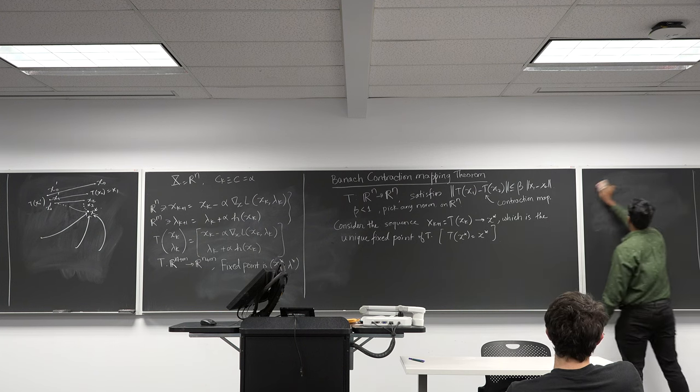Let's try to understand what is happening here. So I need to know whether T is a contraction or not. So T of x1 minus T of x2, what is this equal to? This would be x1 minus alpha gradient of f(x1), minus x2 plus alpha gradient of f(x2). How do I prove that this is a contraction? Seems difficult.